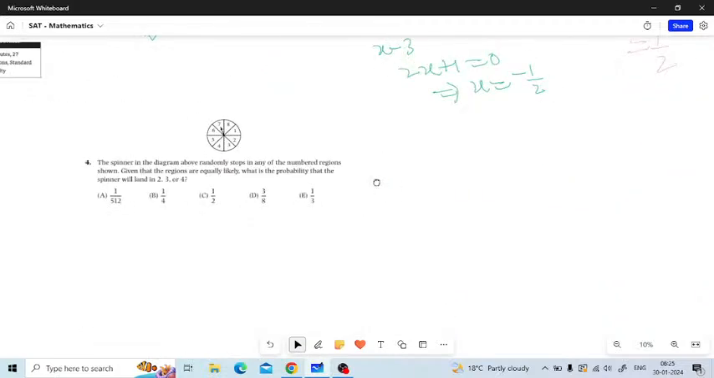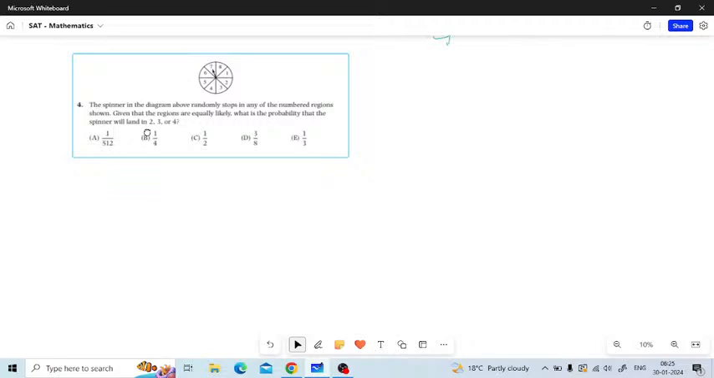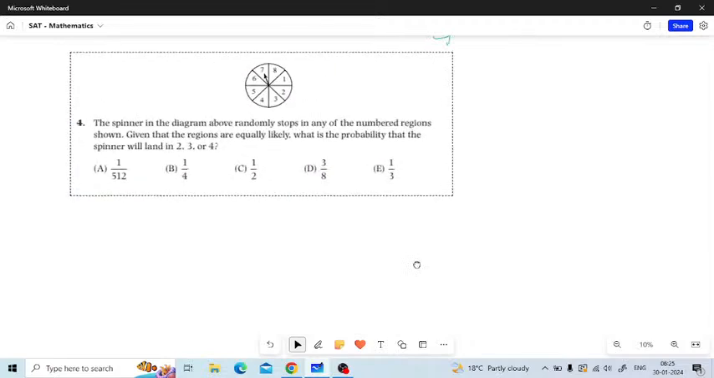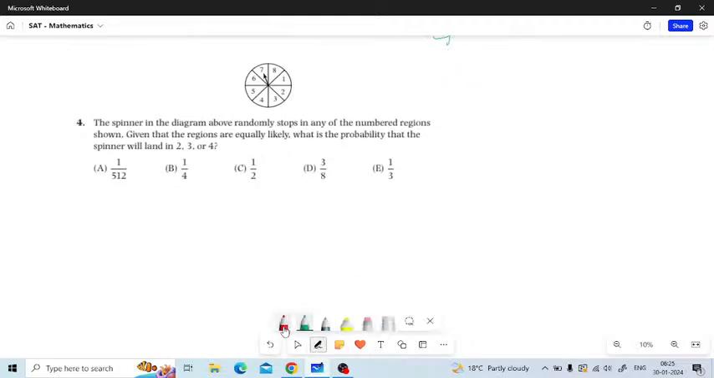Now question 4, let me enlarge it. Question 4 is related to probability. Let's solve this question. The spinner in the diagram above randomly stops in any of the numbered regions shown, 1 to 8. Given the regions are equally likely, what is the probability that the spinner will land on 2, 3 or 4?